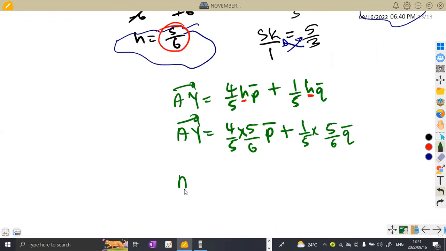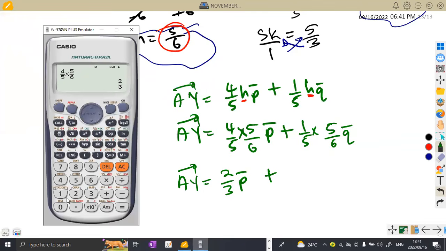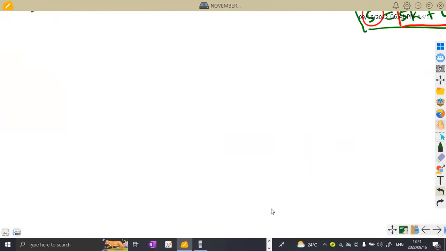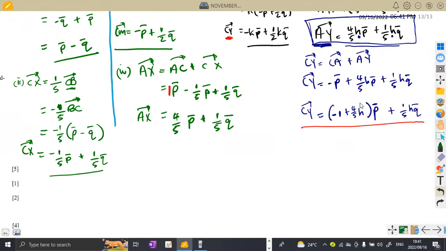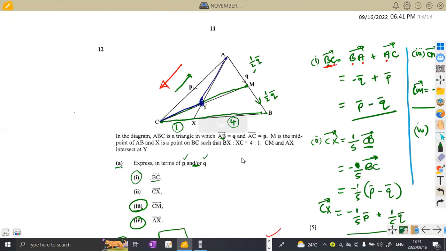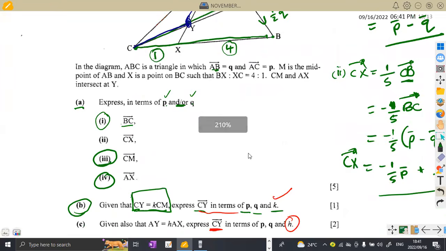So AY is going to be 2 over 3 vector P. I multiply these two, plus it's going to be 1 over 5. So that's 1 over 5 here, multiplied by 5 over 6, which is going to give us 1 over 6. So that's going to be 1 over 6 vector Q. Okay, so as you can see, guys, that's what we had from this part. And if you cross-check, all the information that we have from this question paper actually carries marks. So that's what you need, guys, in our revision.